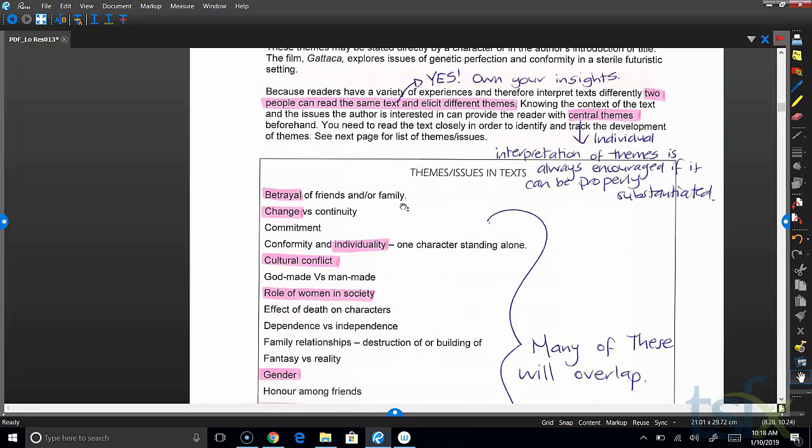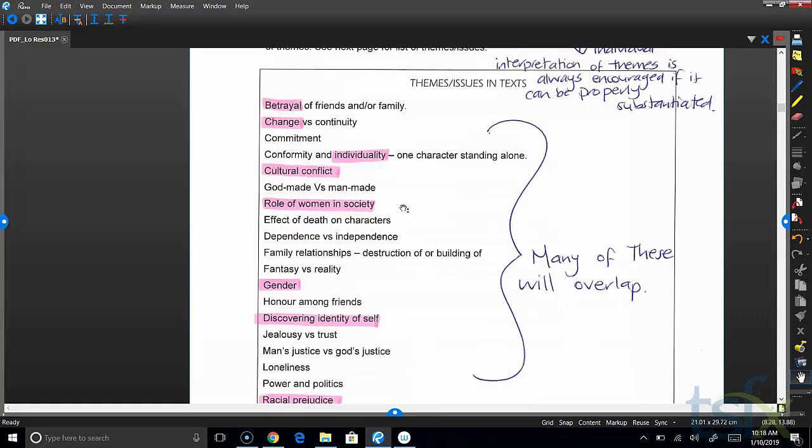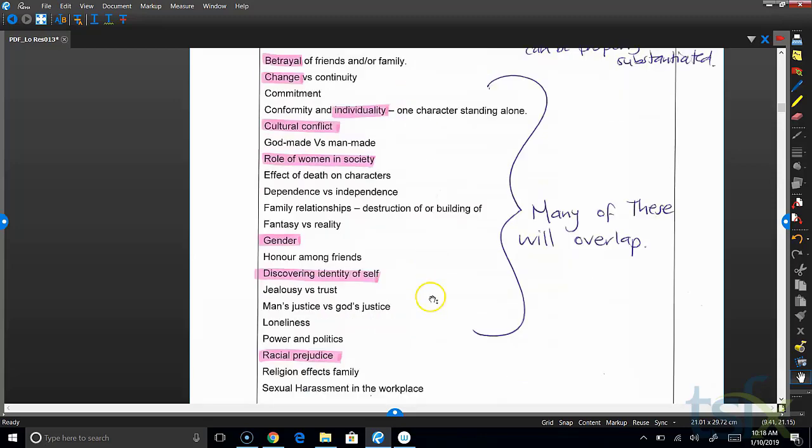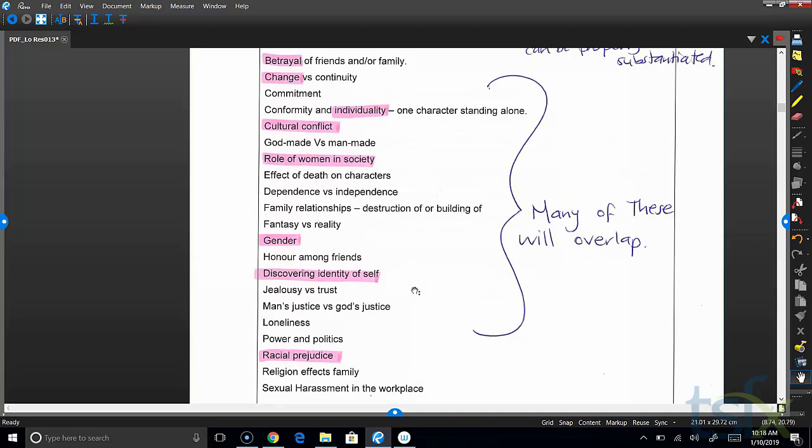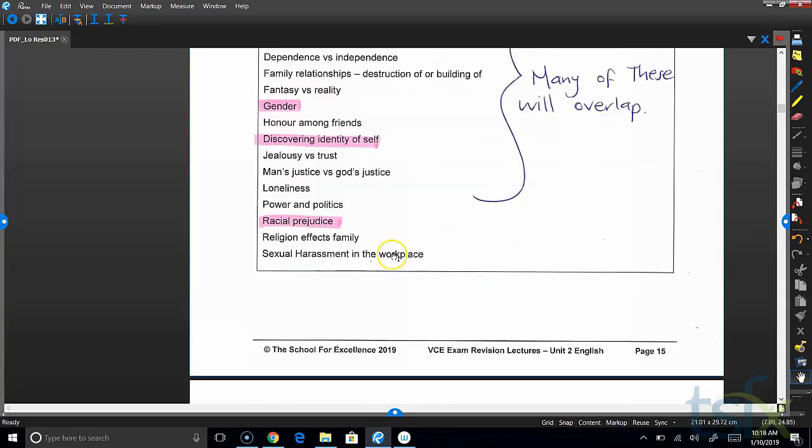So nice to have something different to read. These are just a list of common themes that might pop up in the two texts. The ones I've highlighted are generally pretty common. Betrayal, change, individuality, identity, role of women, discovering self, racial prejudice. A lot of these will overlap, and that's totally fine. So what you might find is that the purpose of the text is to unpack one of these main themes or to explore one of those main things, and then they look at different ways it might exist.